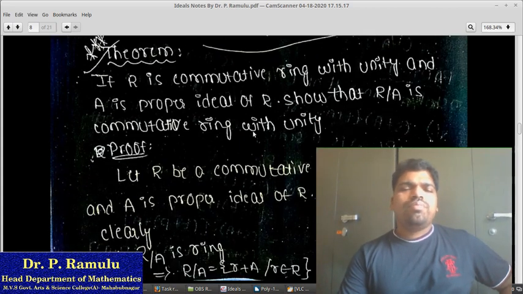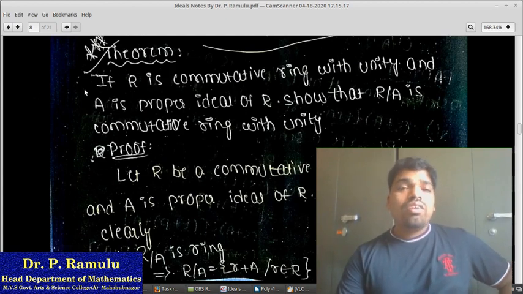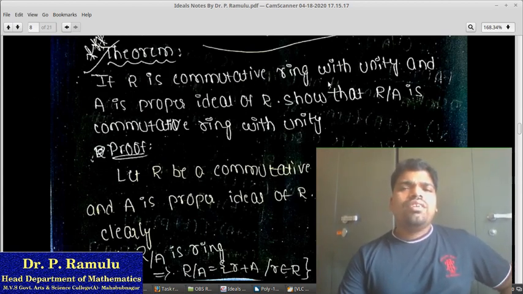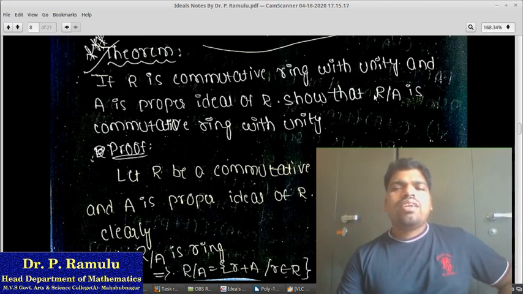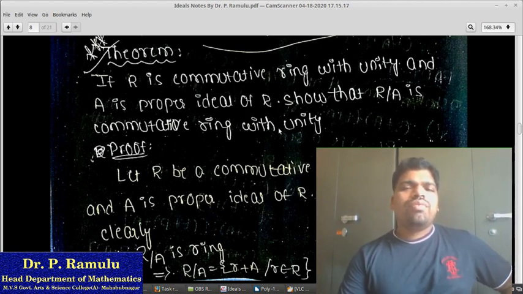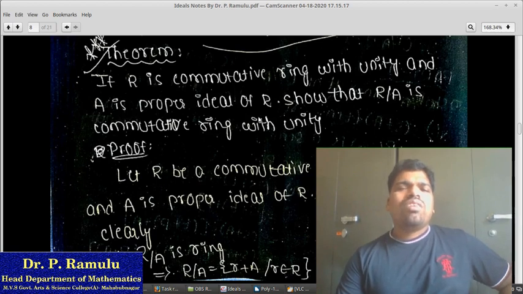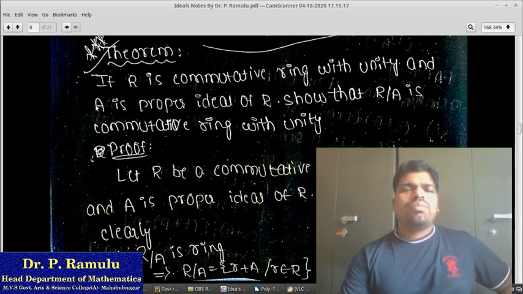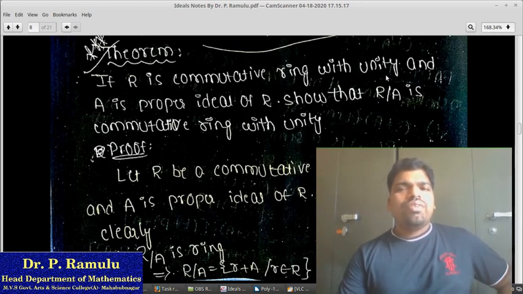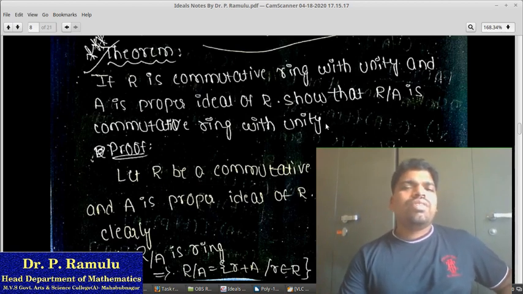Theorem. I am taking that if R is a commutative ring with unity and A is a proper ideal of R, show that R by A is a commutative ring with unity. So this short answer type is very important for examination. If R is a commutative ring with unity and A is a proper ideal of R, show that R by A is a commutative ring with unity.